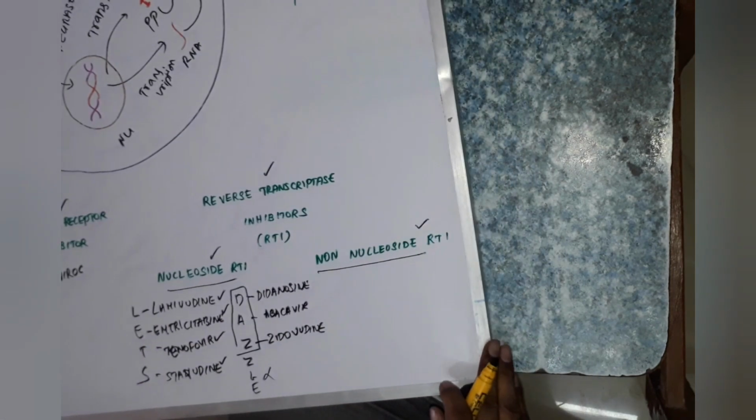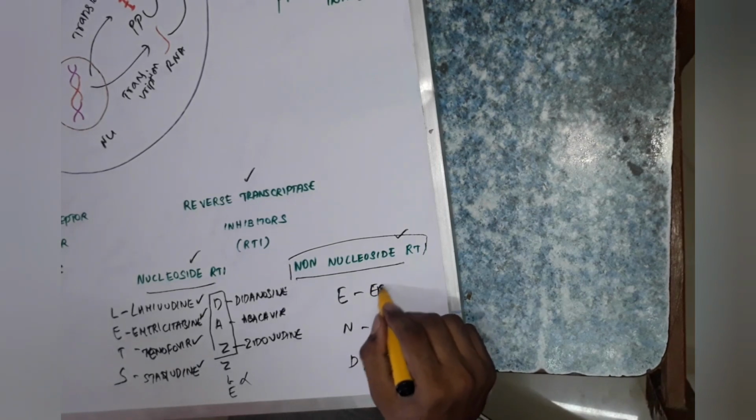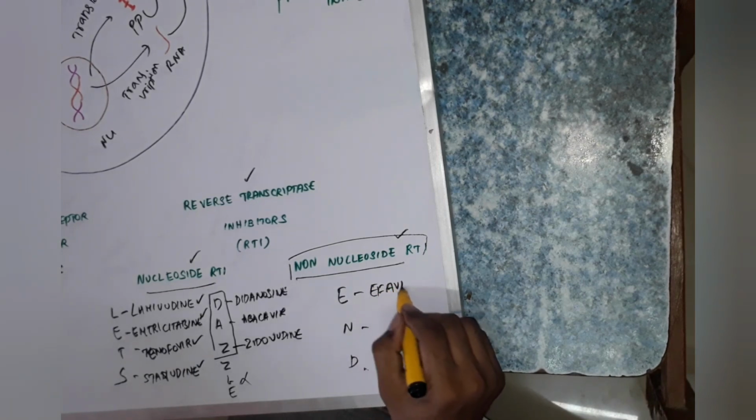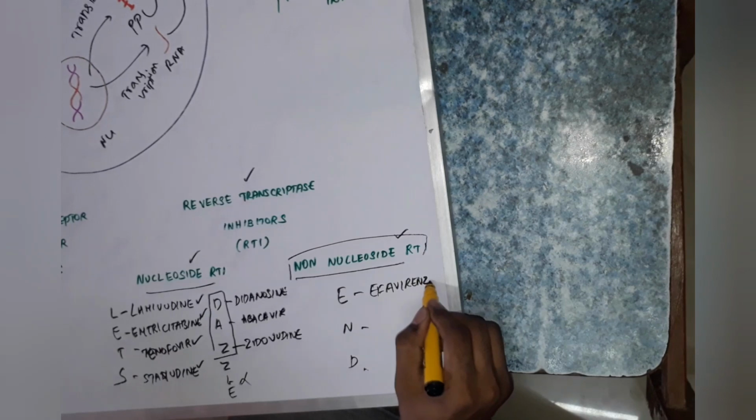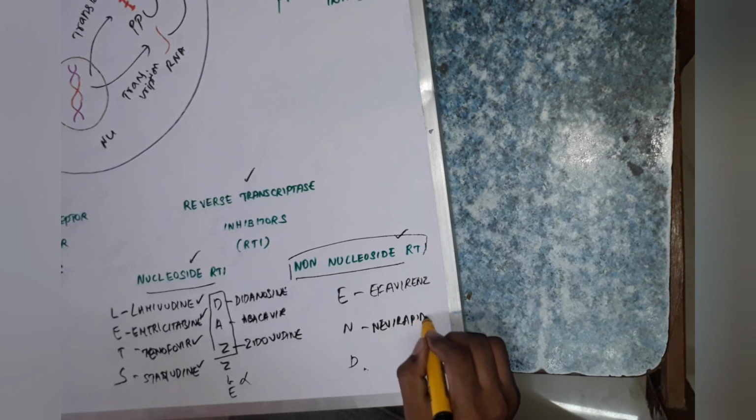Now coming to the non-nucleoside reverse transcriptase inhibitors. It ends, it is the last one. So END. E is for your efavirenz. And N is for nevirapine. And D is for delavirdine.